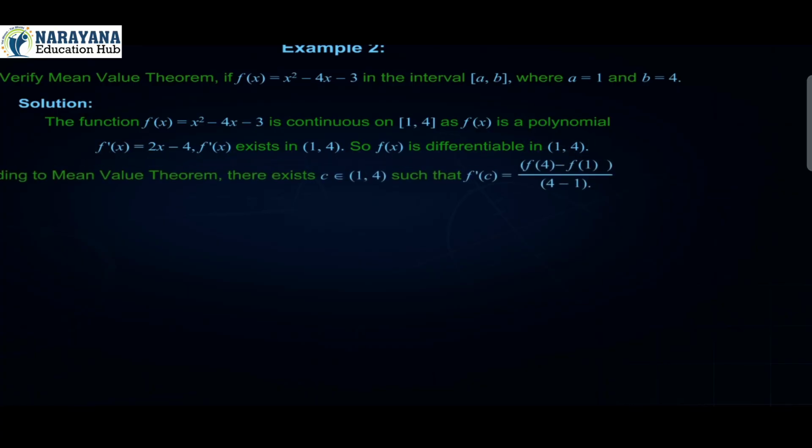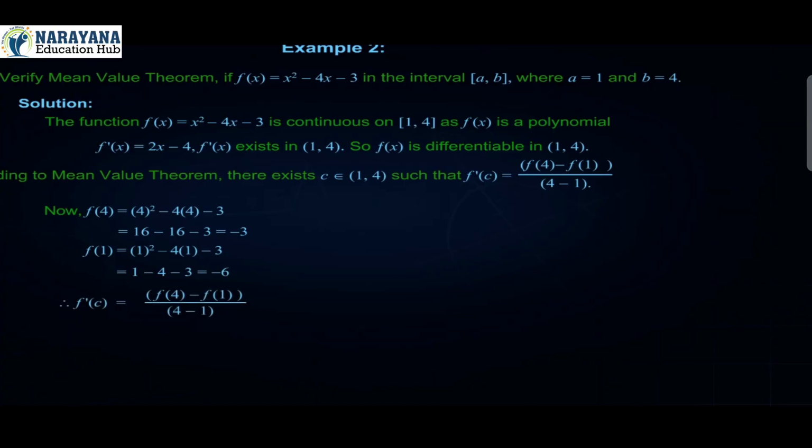So f(x) is differentiable in the open interval (1, 4). According to the mean value theorem, there exists c belonging to the open interval (1, 4) such that f'(c) = (f(4) - f(1))/(4 - 1). Now, f(4) = 4^2 - 4(4) - 3 = 16 - 16 - 3 = -3. f(1) = 1^2 - 4(1) - 3 = 1 - 4 - 3 = -6.